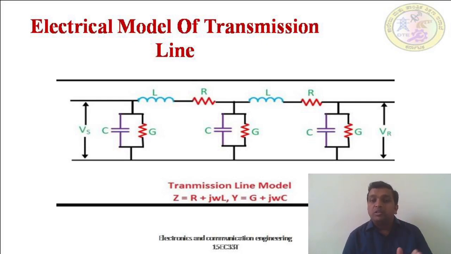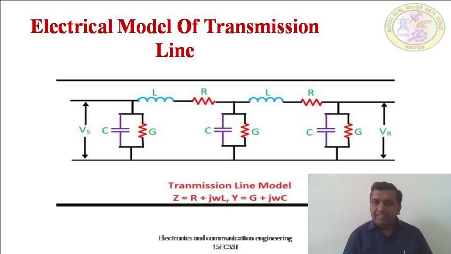So it will be distributed throughout the line. That means an electrical transmission line is purely a distributed parameter network in terms of resistance, inductance, conductance, and capacitance. In this manner, I can conclude a transmission line can be parameterized or modeled in terms of R, L, G, and C. Let me explain once again.